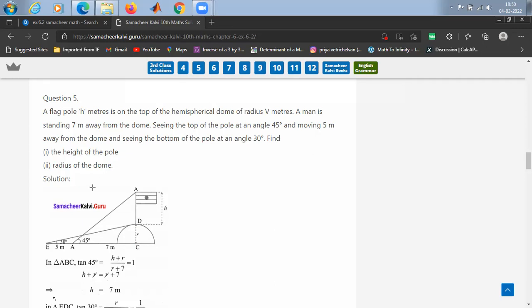So the very first thing is to identify the existing triangles in the diagram. Okay. So they are taking the triangle ABC first. Where is B? I think the diagram is wrong.